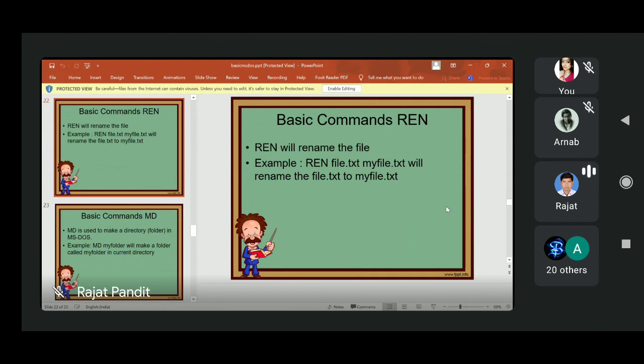Then rename command, you can rename a file. Here rename is used to rename a file. Example, rename file.txt myfile.txt will rename the file.txt to myfile.txt.